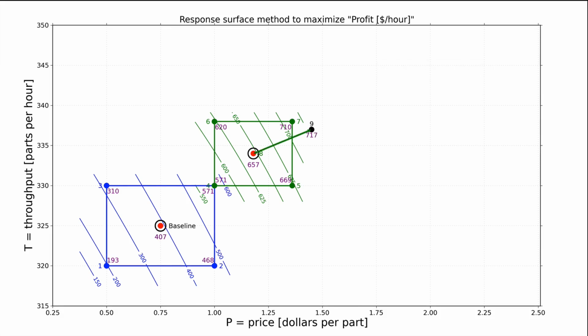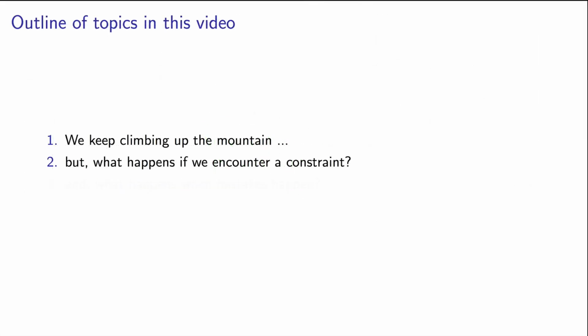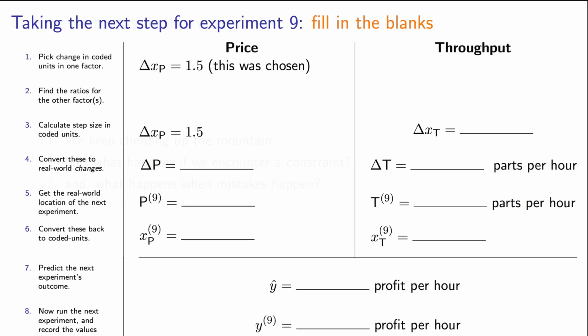We will look at what happens if you have constraints in your experiment. By that, I mean, what happens if you want to take a step and realize because of safety issues or for other reasons that you can't quite go as far as you had hoped. We'll also look at mistakes. What if you or your colleagues run an experiment but use the wrong settings? We'll show that you can easily recover from that.